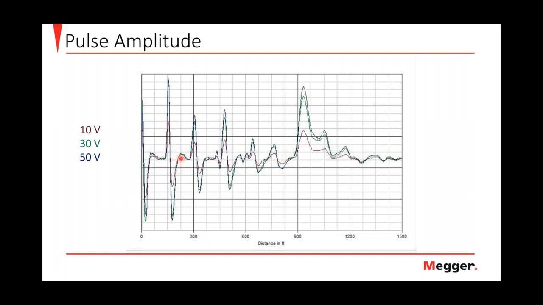And so if we have a waveform that is very difficult to interpret because it looks like a bunch of hodgepodge garbage, and we can't distinguish between anything, we could possibly change the pulse amplitude to see if it's just oversaturated. We can also adjust the gain to help calm some of that down too.